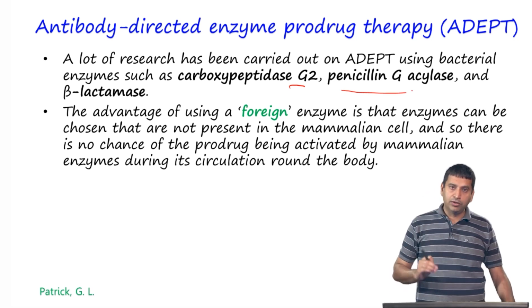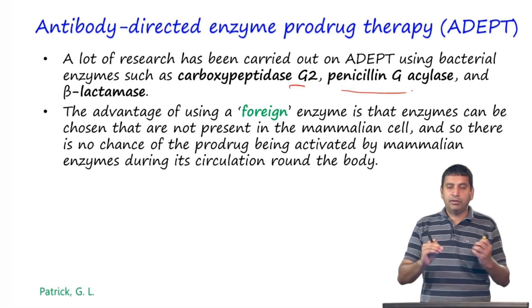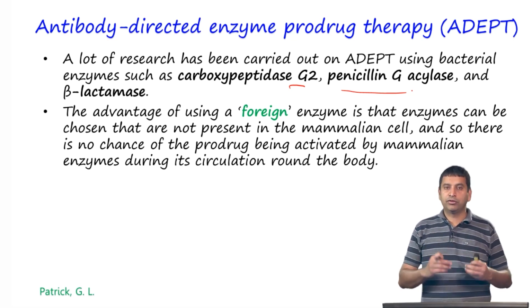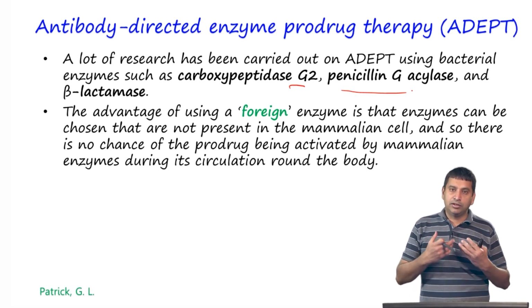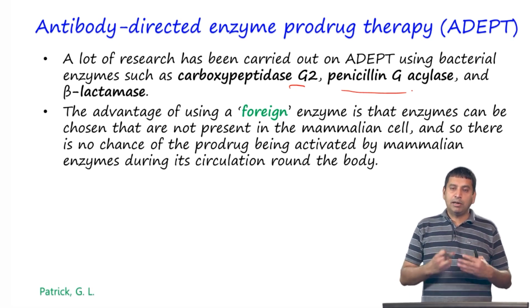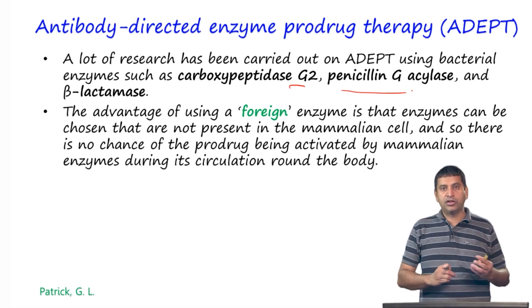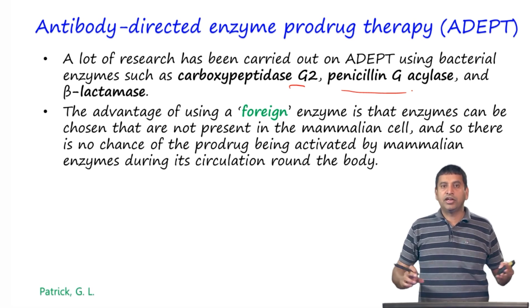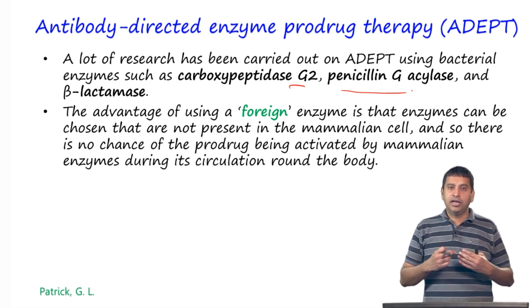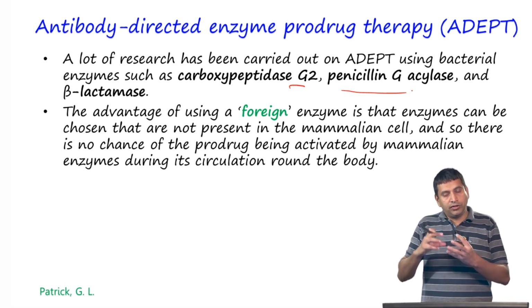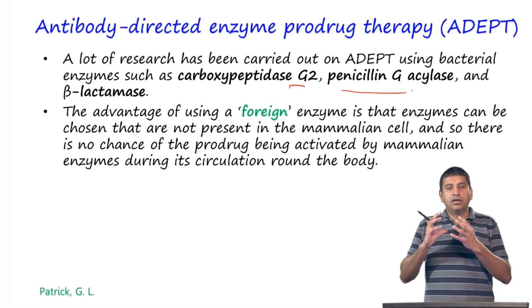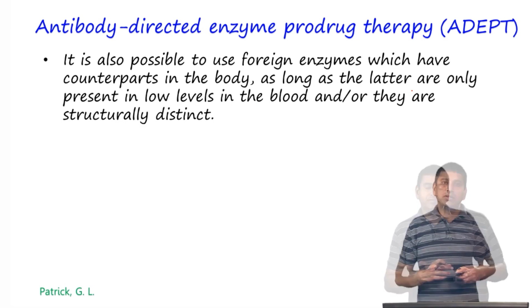As I mentioned earlier, the advantage of using an enzyme that is not present in humans, also called a foreign enzyme, is that metabolism of the prodrug happens only where this enzyme is present. Since it is not present in mammalian cells or normal human cells, there is very little chance that the prodrug will get activated inside a normal cell. So what we are doing in this process is highly localizing the drug to the tumor.